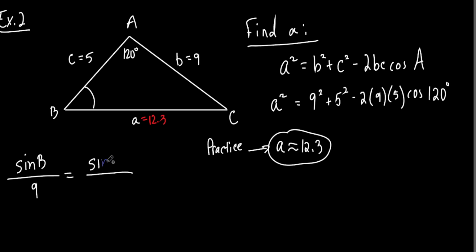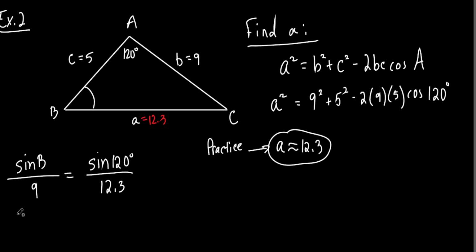120. So I put the sine of 120 over side A, which is 12.3. See how I use the law of sines? Sine of B over B, and this is the sine of A over A. I know what angle A is. I know what side A is, so I put that there. I don't know what angle B is, so I just put a B. I know what side B is, a 9, so I put it here.